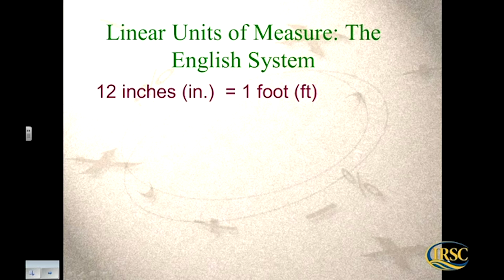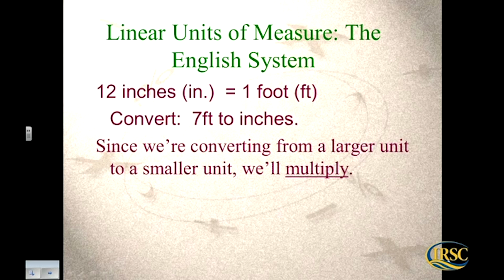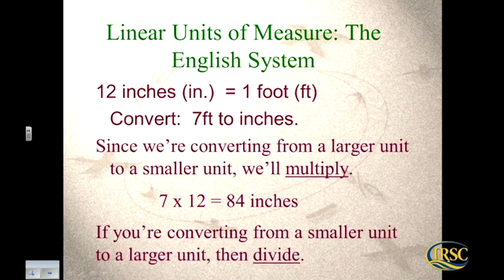And so if you needed to convert 7 feet to inches, a lot of you are pretty comfortable with this. Since we're converting from a larger unit to a smaller unit, we're going to multiply. We have 7 feet, and we know that there are 12 inches in 1 foot, so we multiply 7 times 12 and you get 84 inches. Now, had we been converting from a smaller unit to a larger unit, then we would have divided.